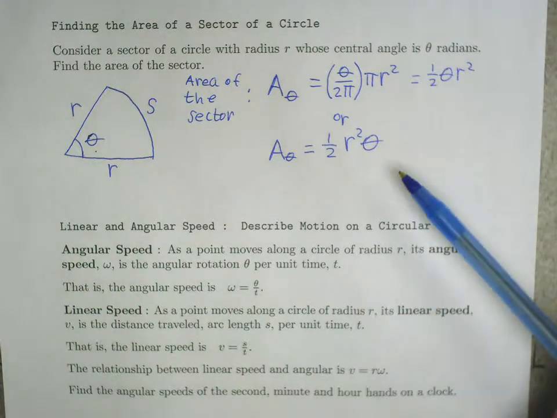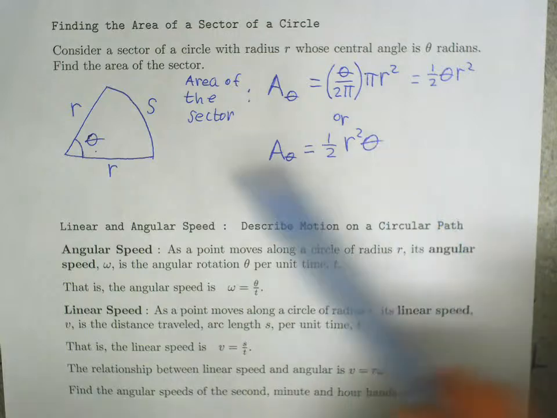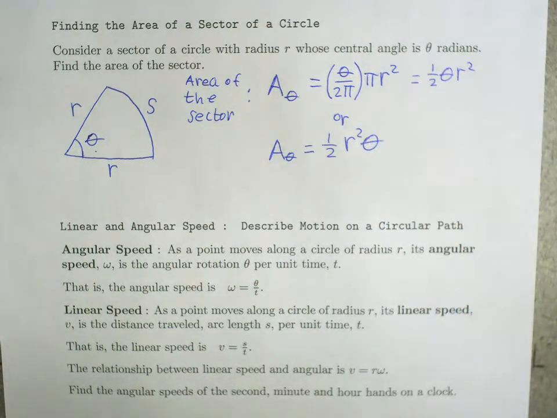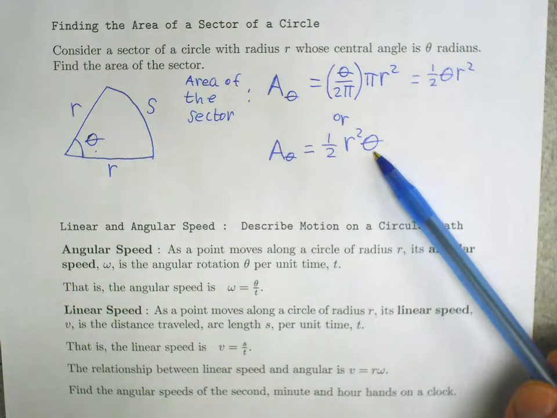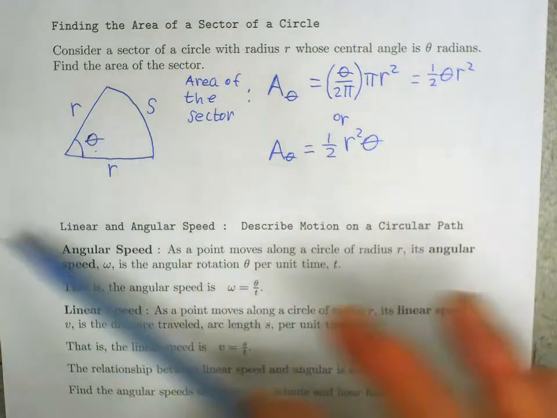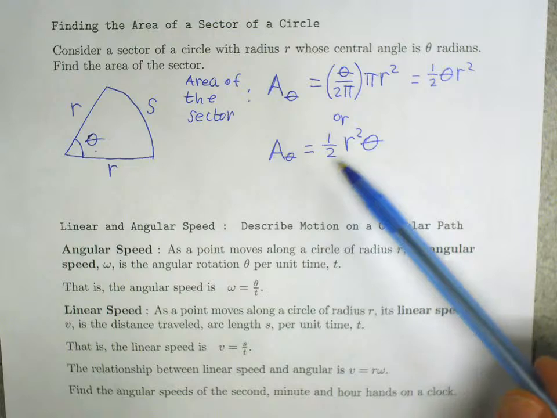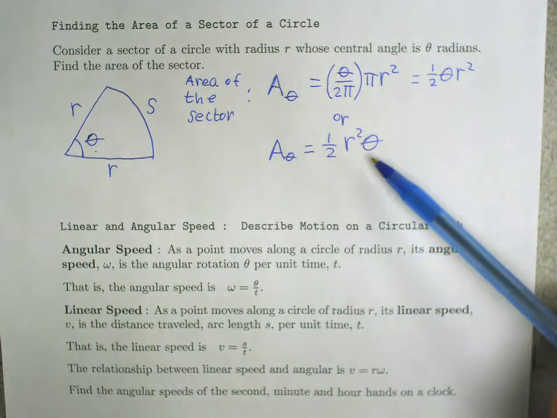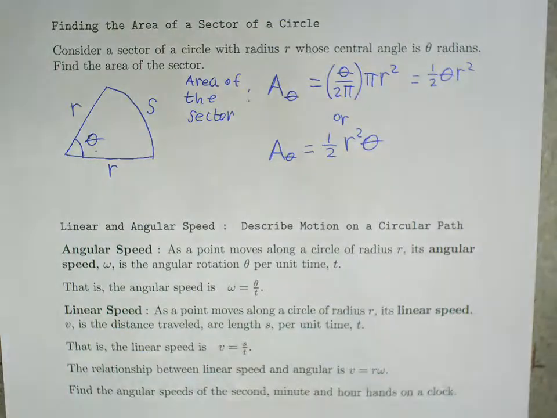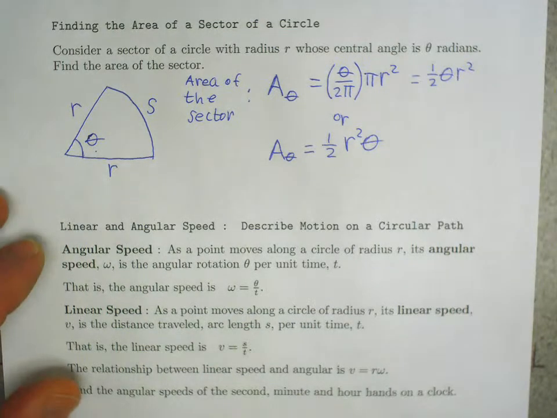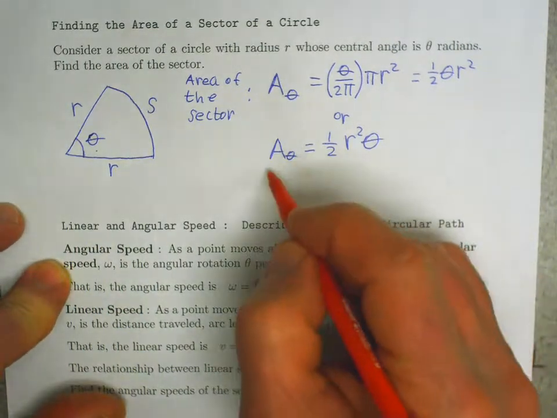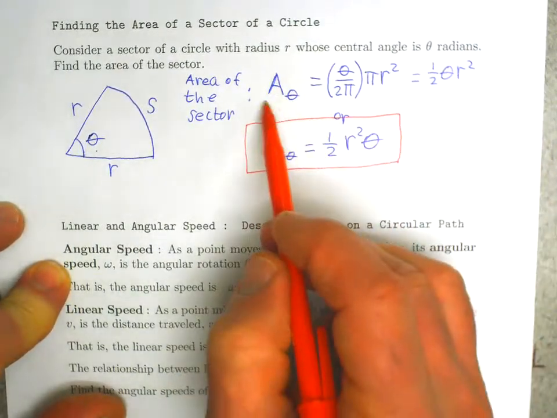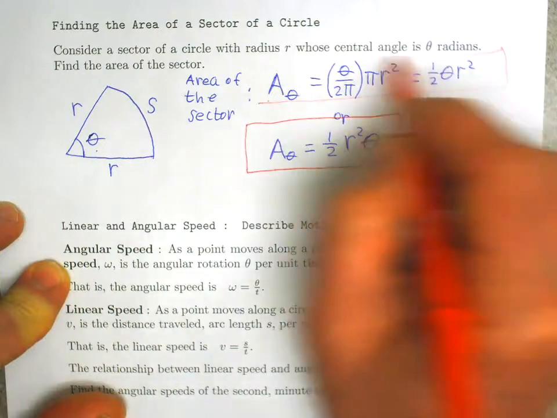Just to note, if theta is 2 pi radians, as we already know, but just an observation that helps, if theta is 2 pi radians, then the complete circle is 1/2 r squared times 2 pi, or pi r to the second. Okay, so this is something that you should memorize, or you should be able to derive it just by thinking about what it means.